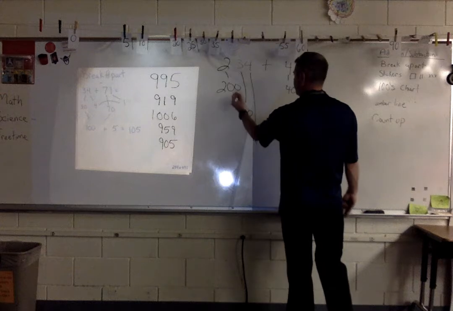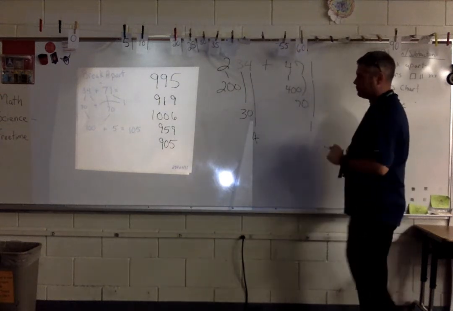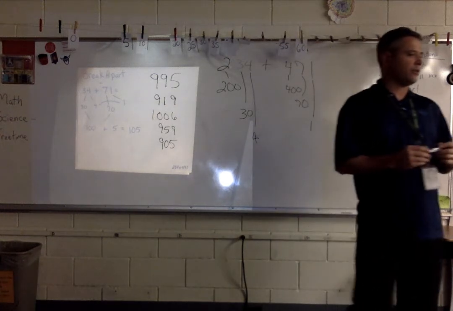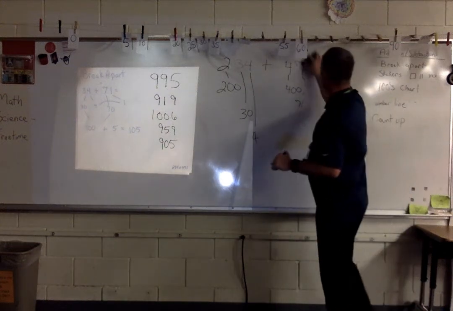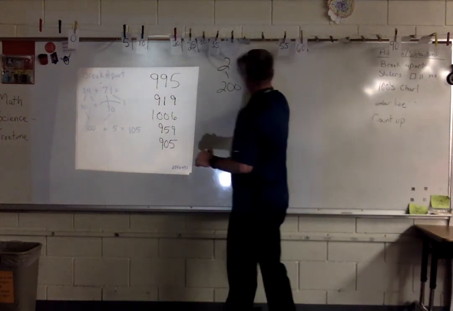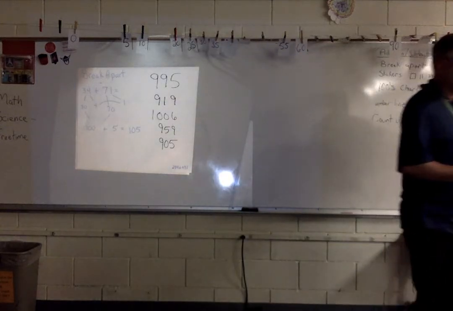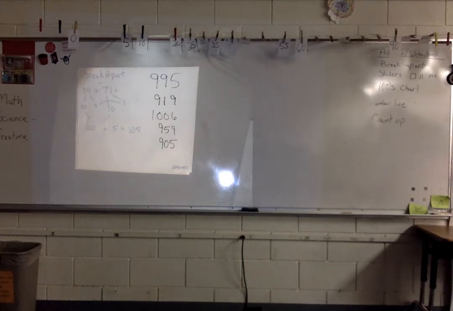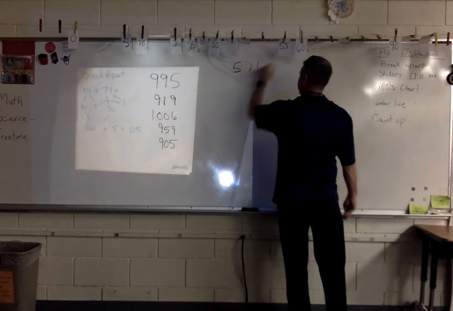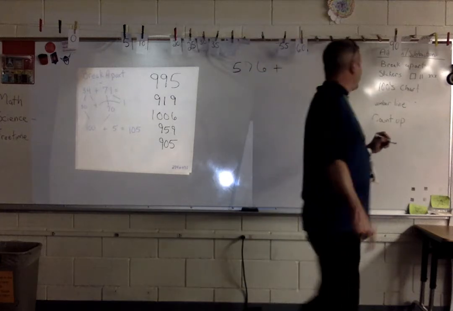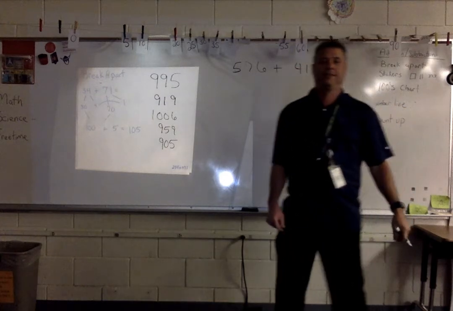So I'm going to add my 200 to 400. I don't know. I used the wrong equation, didn't I? Yeah. That was kind of a bonehead move on Mr. Forstall's part. I lost my equation. It's 576 plus 419. 419. Yep.